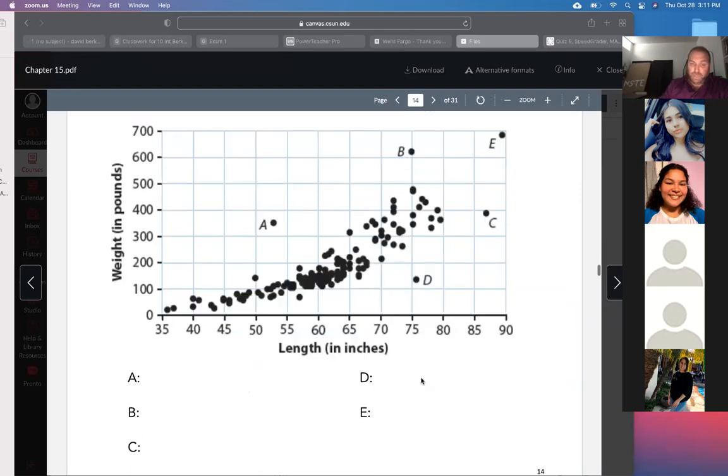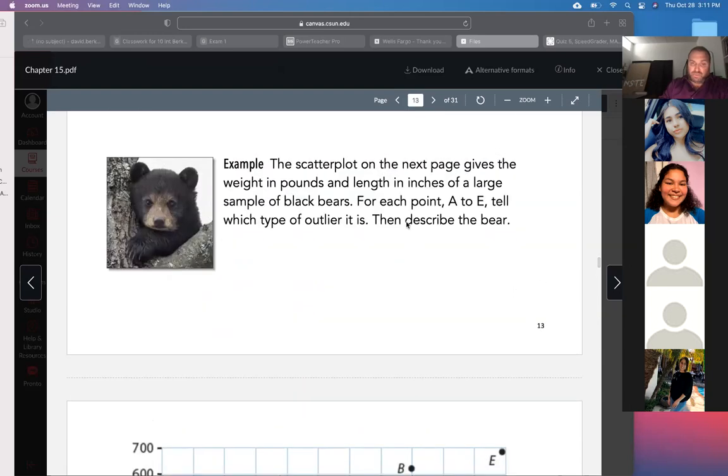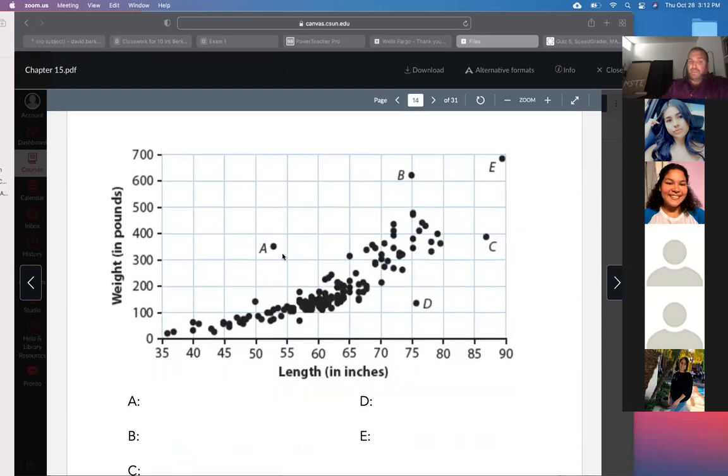Yeah. Okay. And then it says, describe the bear. How would you describe bear A? Or bear letter A, I guess makes more sense. Not really number A. That would be kind of weird. How do you describe bear A? He's heavier than most of the bears his size. Yes, excellent. When you look at the bears his size, he's extremely heavy in comparison. This is an overweight, short bear.